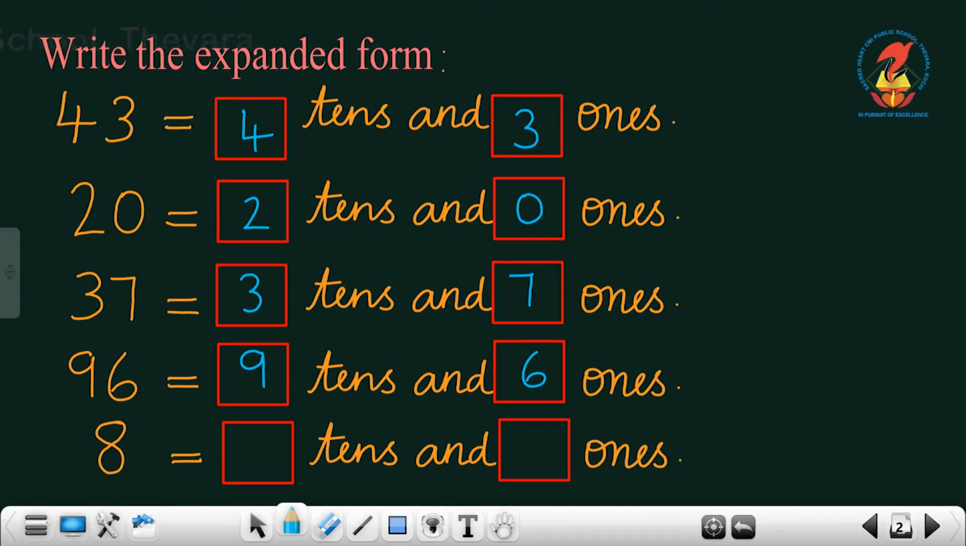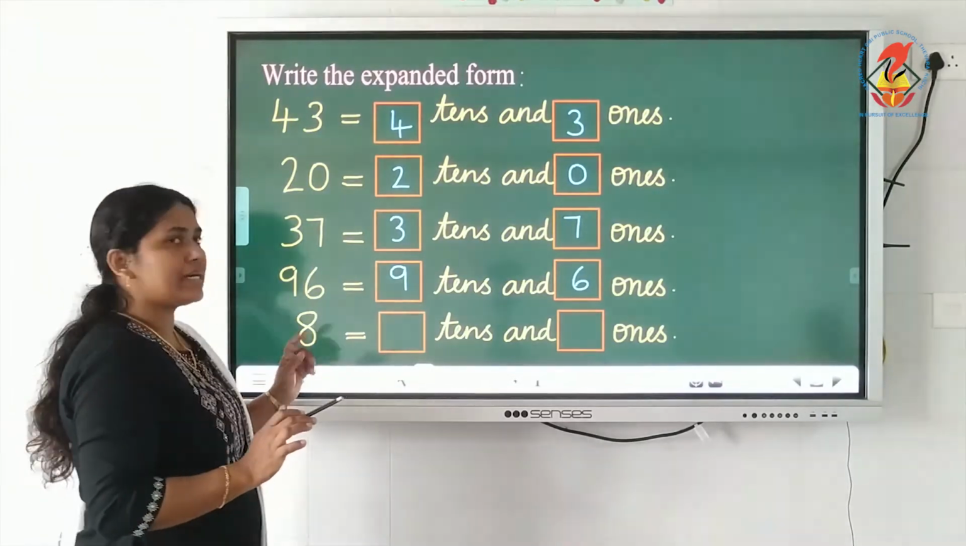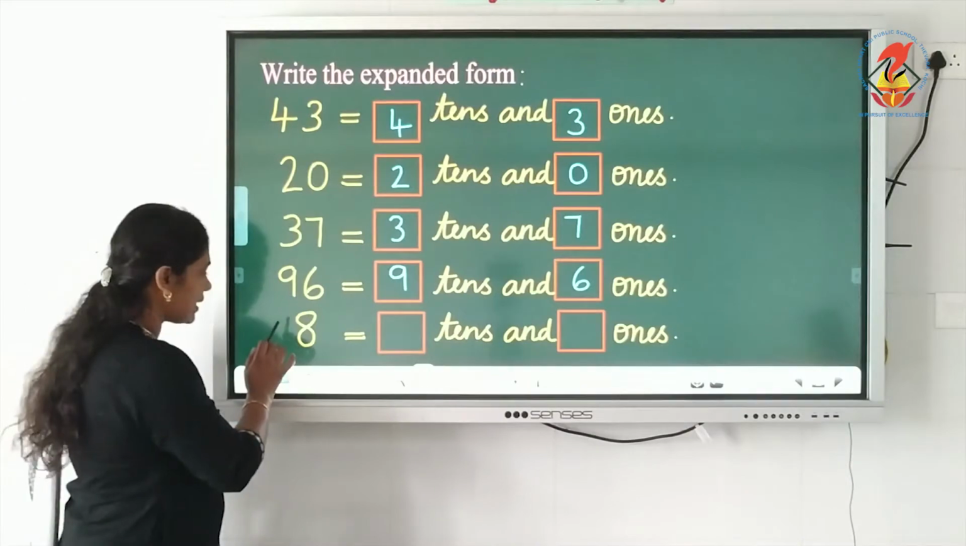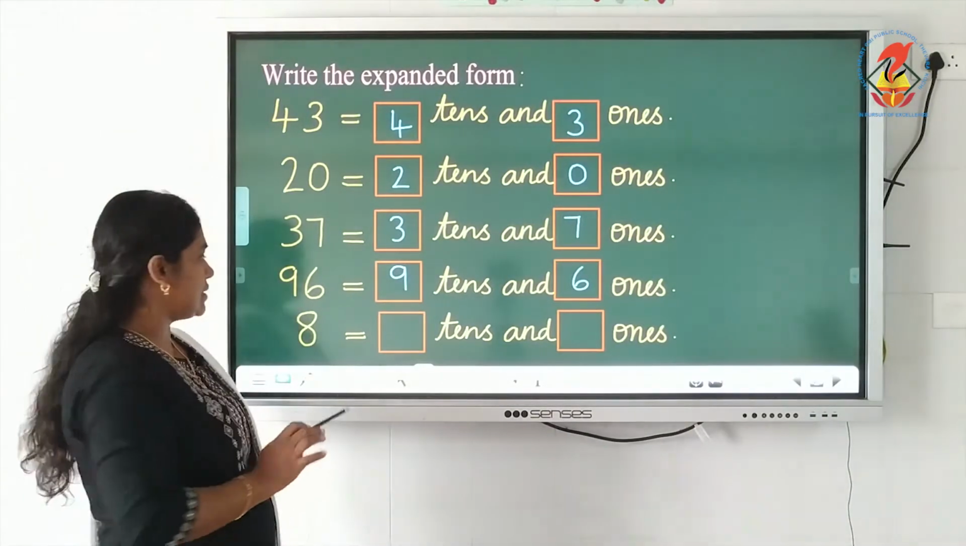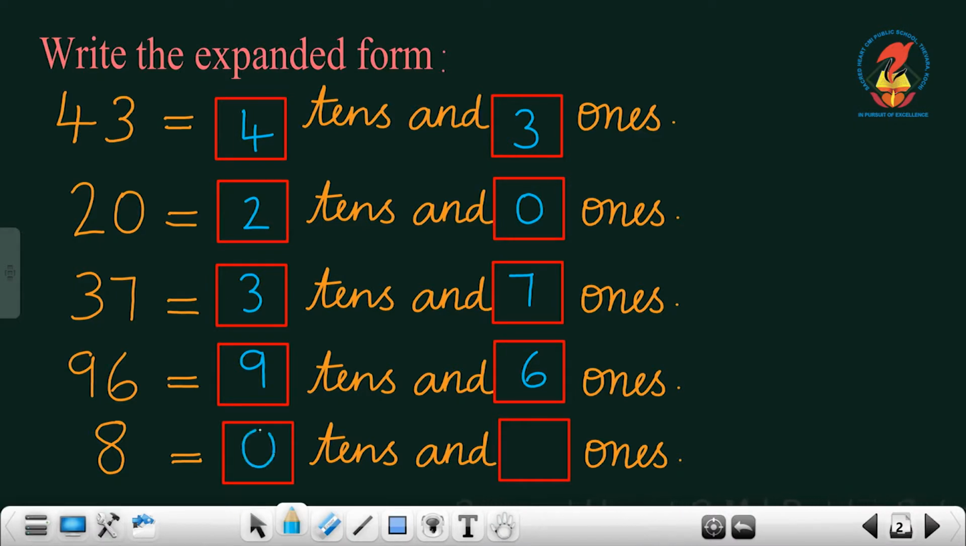Okay. Now look at the next question. What is this number? 8. Only 8. It's a single digit number. Only ones place is here. Is there any number at tens place? No, there is no number at tens place. So we have to write 0 tens and ones place. What is the number? 8. So 8 ones.